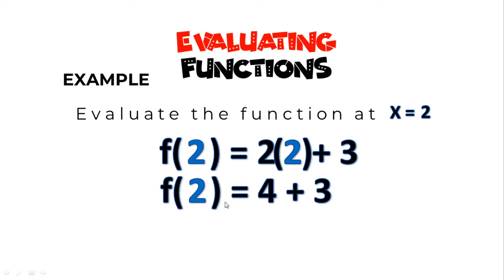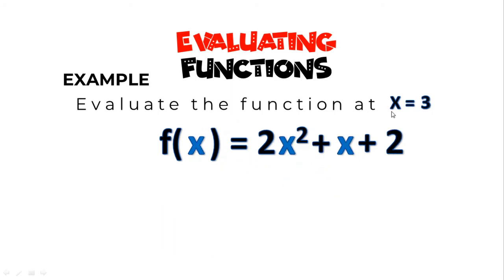Okay. The next is yung 2 times 2 magiging kasing 4. Kaya f of 2 is equal to 4 plus 3 na. And then 4 plus 3 is equal to 7. Ibig sabihin, the answer is 7.